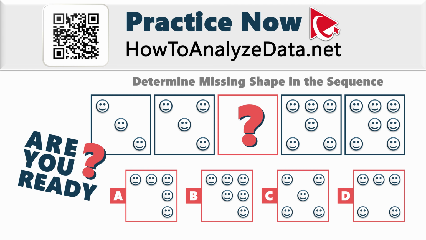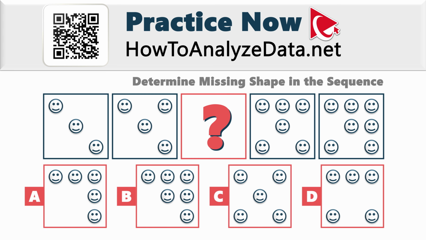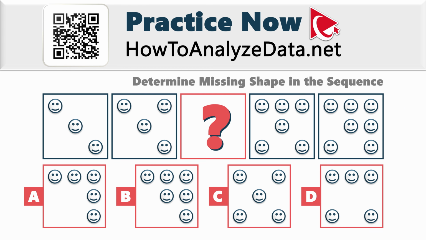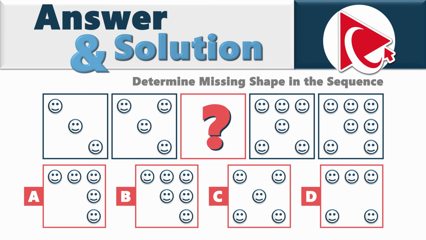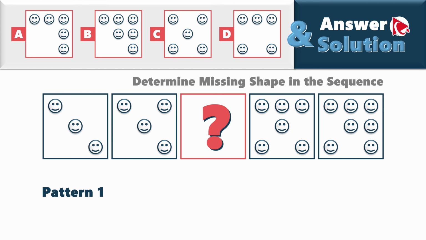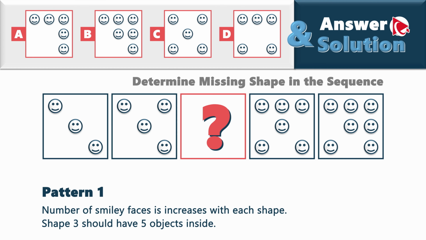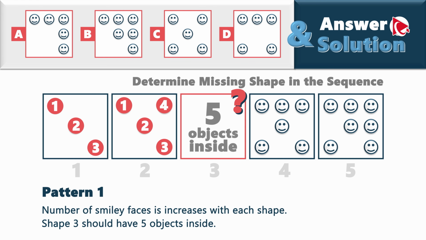Are you ready with your solution? I am eager to see it, so let's proceed and compare the answers. As you might have noticed, there are 2 patterns here. The first pattern is easiest to detect. The number of smiley faces is increasing with each shape. So shape 3 should have 5 objects inside, because shape 1 has 3, shape 2 has 4, then 5, 6, and 7 in shape 5.